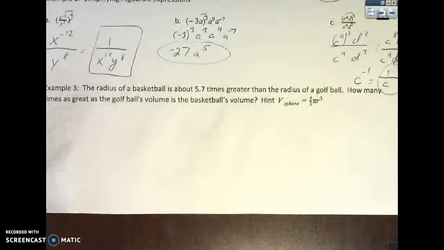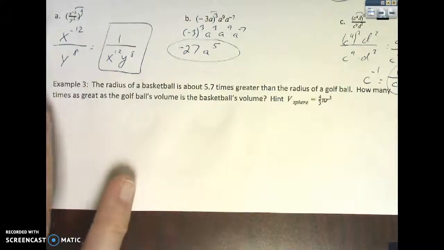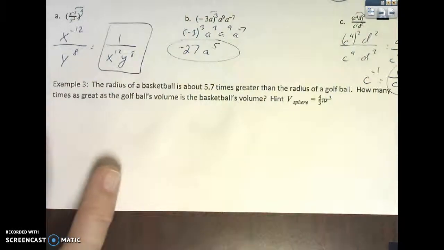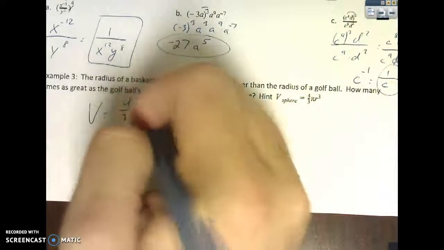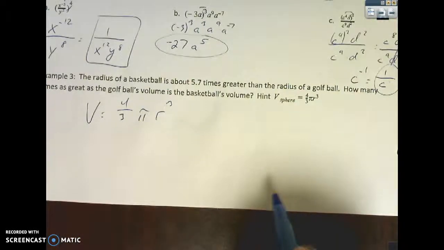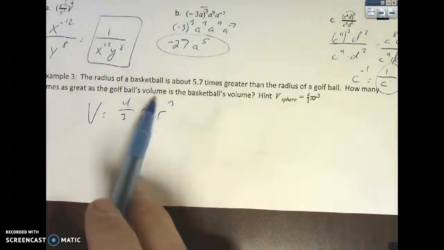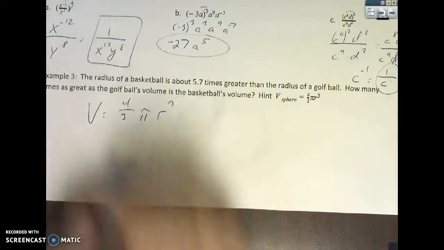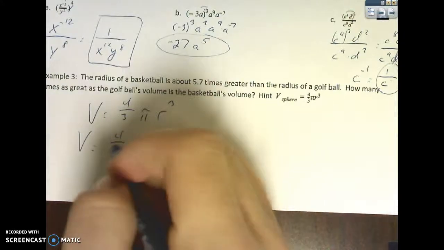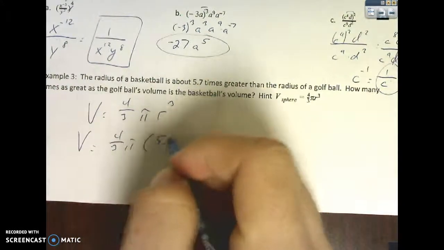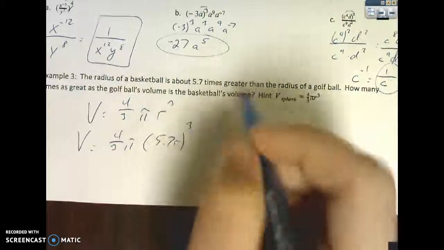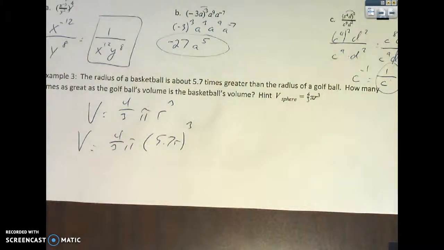Alright, last one for these notes. The radius of a basketball is about 5.7 times greater than the radius of a golf ball. How many times as great as the golf ball's volume is the basketball's volume? So the volume is 4/3 pi r cubed. So we're plugging in a 5.7 for our radius. Okay. So what we're looking to do here is we're looking to cube that.